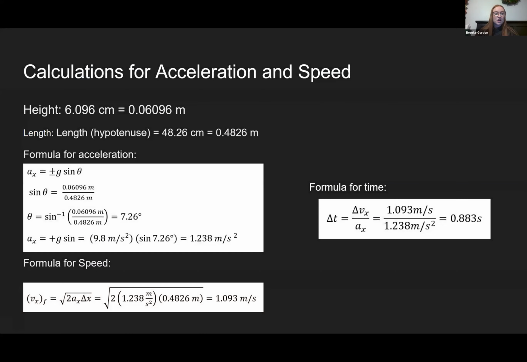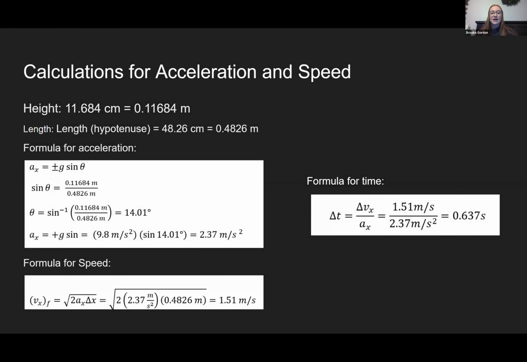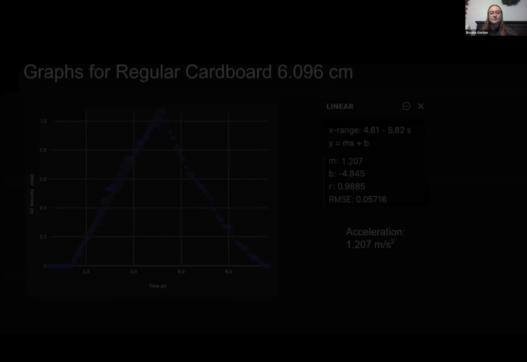The calculations for the height at 6.096 using the hypotenuse of 48.26 gave us a ramp angle of 7.26 degrees, which allowed us to find an acceleration of 1.238 meters per second squared and a velocity of 1.093 meters per second. Therefore, we found the time of 0.883 seconds. The calculations for the 11.684 height using the same hypotenuse found an angle of 14.01 degrees, an acceleration of 2.37 meters per second squared, a velocity of 1.51 meters per second, and a time of 0.637 seconds.